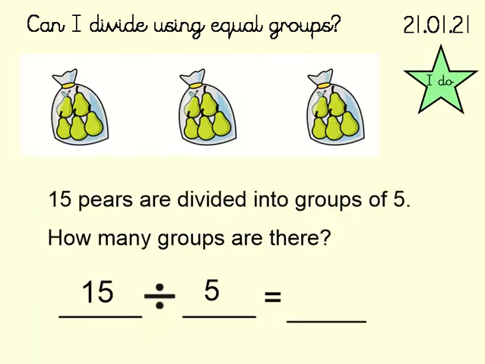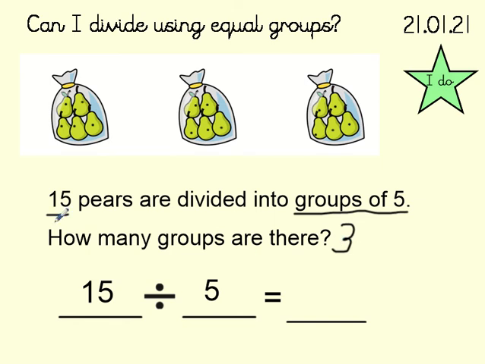Okay, let's have a think. Here we can see altogether I've got 5, 10, 15 pairs. And those 15 pairs are divided today into groups of 5. Can you see? There's 5 pairs in each group. So they're 15 pairs and they're divided into groups of 5. So how many groups are there? That's right, we can see there are 3 groups of 5.